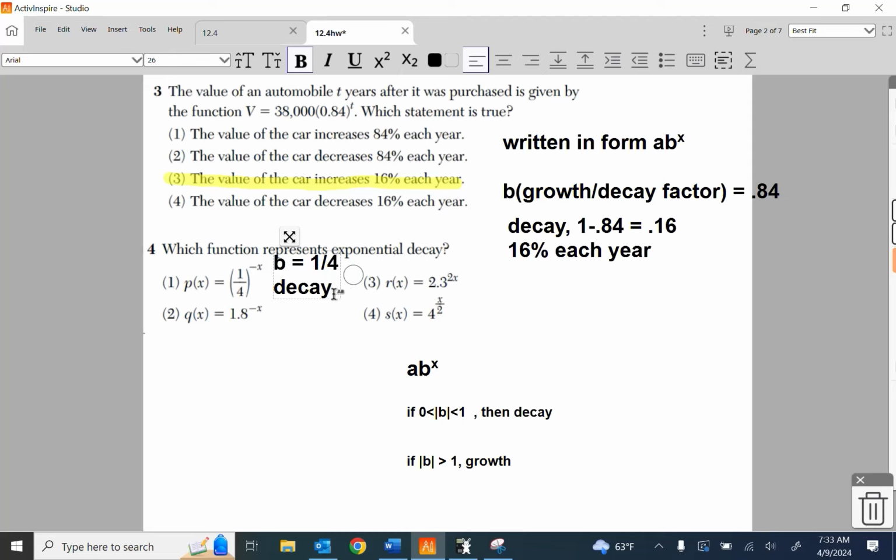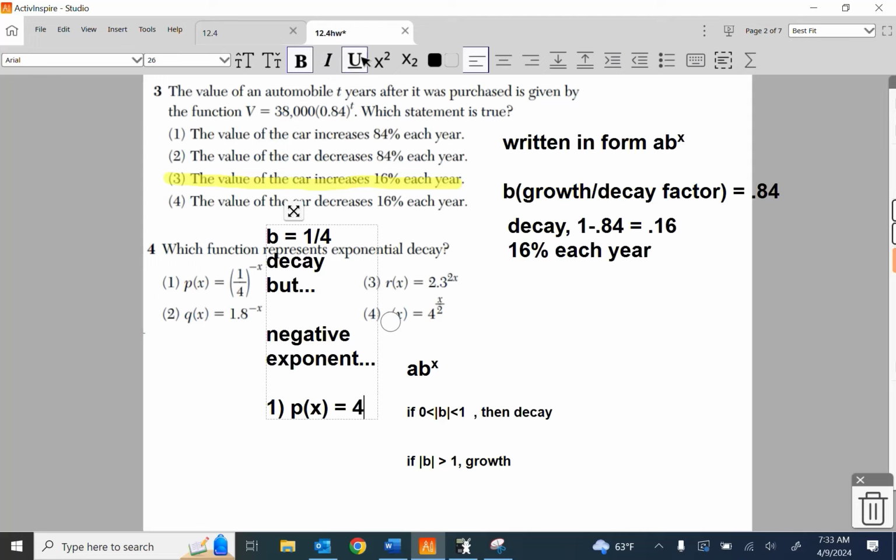Here it is. Forgive me, I'm sleepy. But negative exponent. There's the issue. But negative exponent. That turns choice 1 into p of x equals 4 to the x. And that is growth.